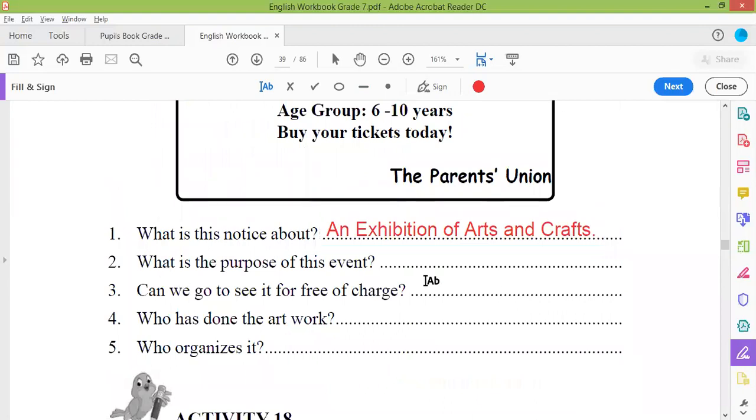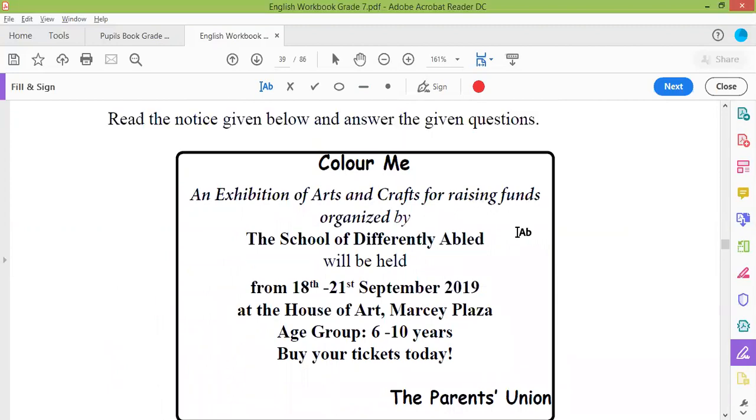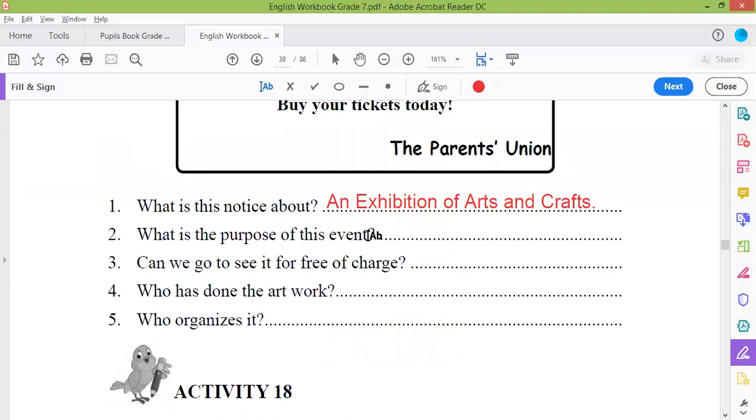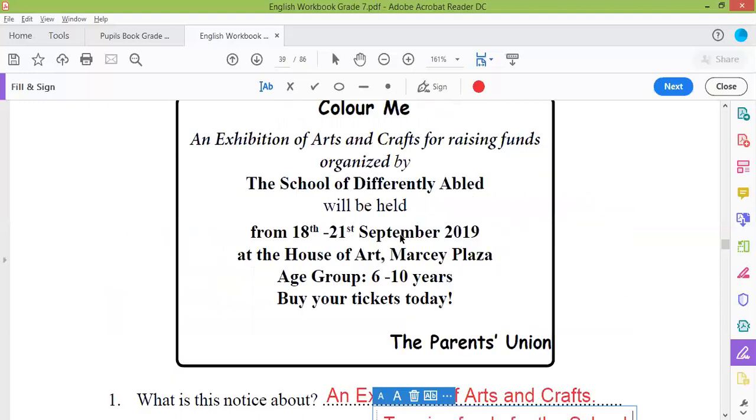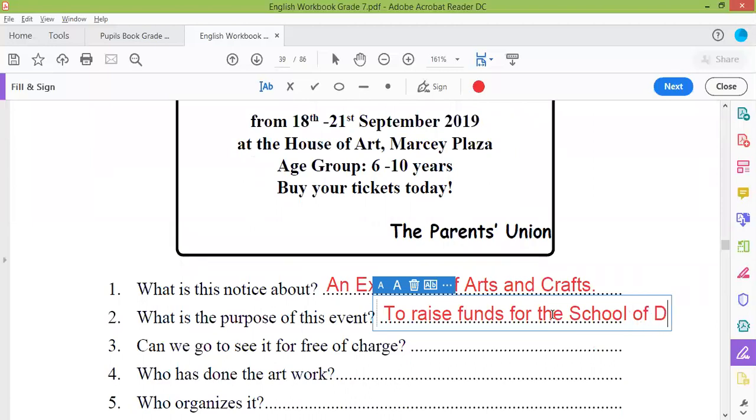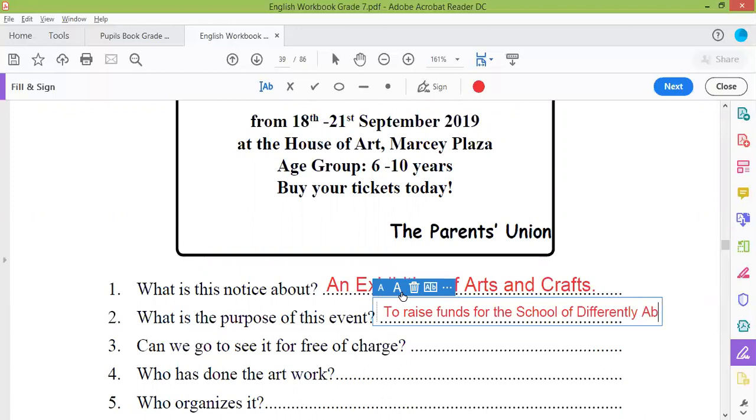Okay. What is the purpose of this event? What is the purpose? No, purpose means what is the intention? What do they want to do with this exhibition? Why are they organizing an exhibition? To raise funds, to collect money, right? What is the purpose of this event? To raise funds. You can say, to raise funds for the school of differently abled. This is the purpose.